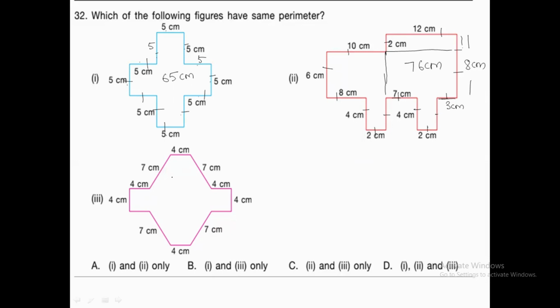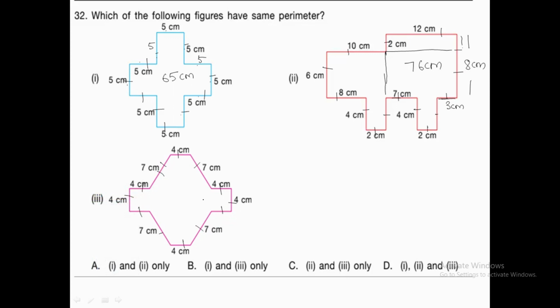Now let's move to this figure. All the sides are given over here. Let's add that. 7 plus 4 is 11, 11 plus 7 is 18, 18 plus 4 is 22, 22 plus 4 is 26, 26 plus 4 is 30, 30 plus 7 is 37, 37 plus 4 is 41, 41 plus 7 is 48, 48 plus 4 is 52, 52 plus 4 is 56, 56 plus 4 is 60, and 60 plus 7 is 67.